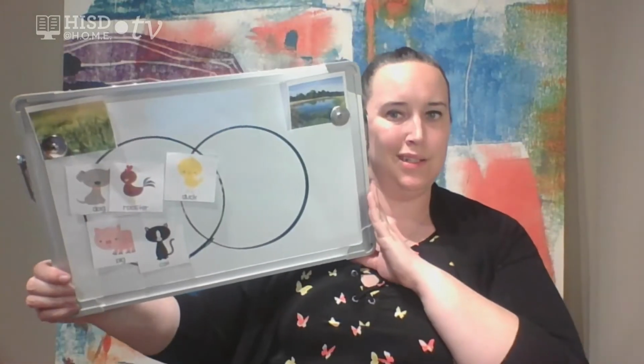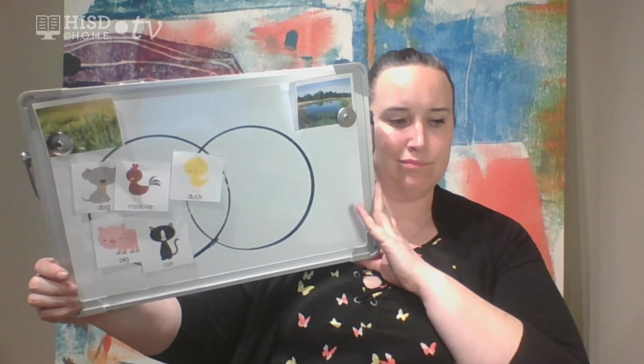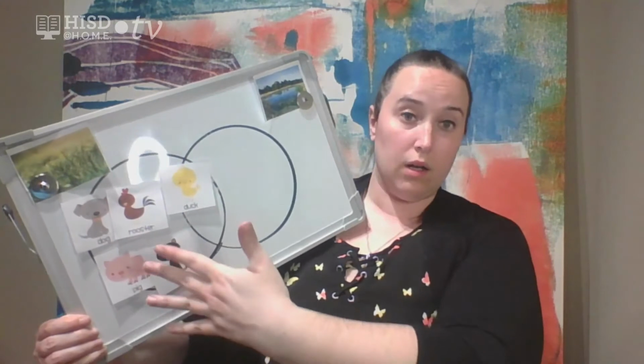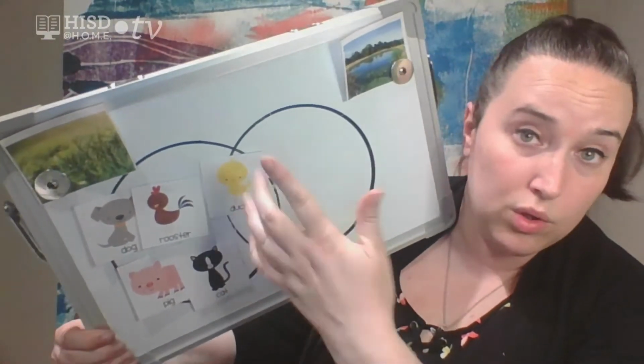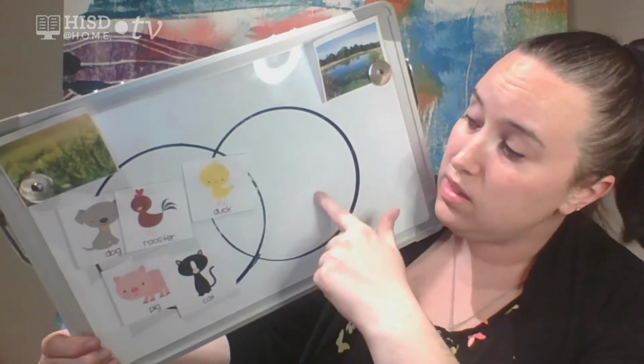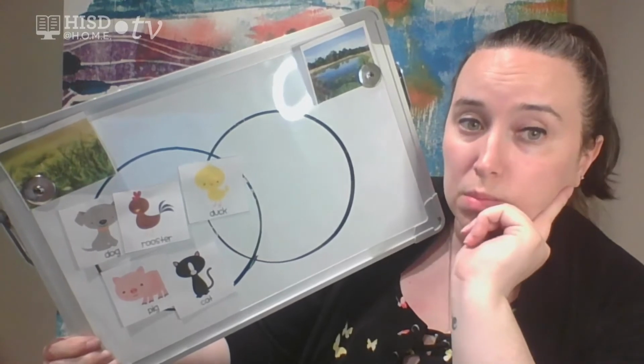Let me see. Okay. I don't have an animal that only swims in the water. Maybe we can make one up. So we have all these animals over here that are going to walk on the land, right? And then we have the duck who could do either or. It walks on the land, it swims in the water. What's an animal that only swims in the water?